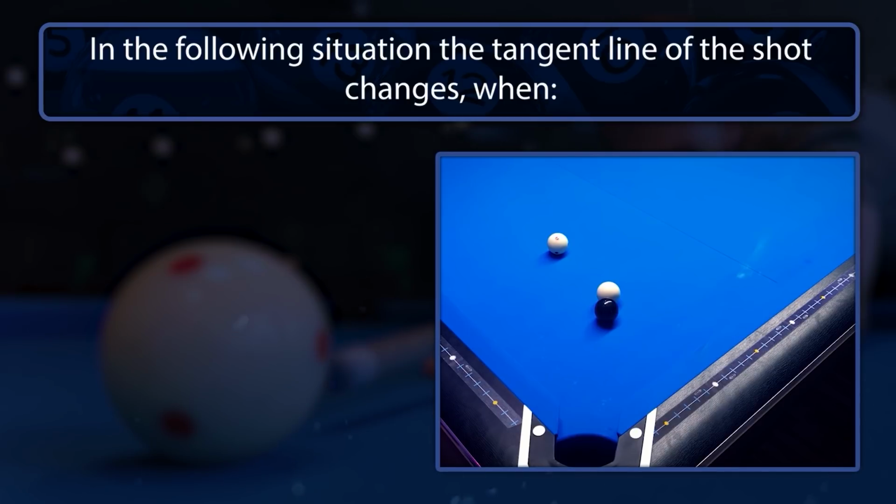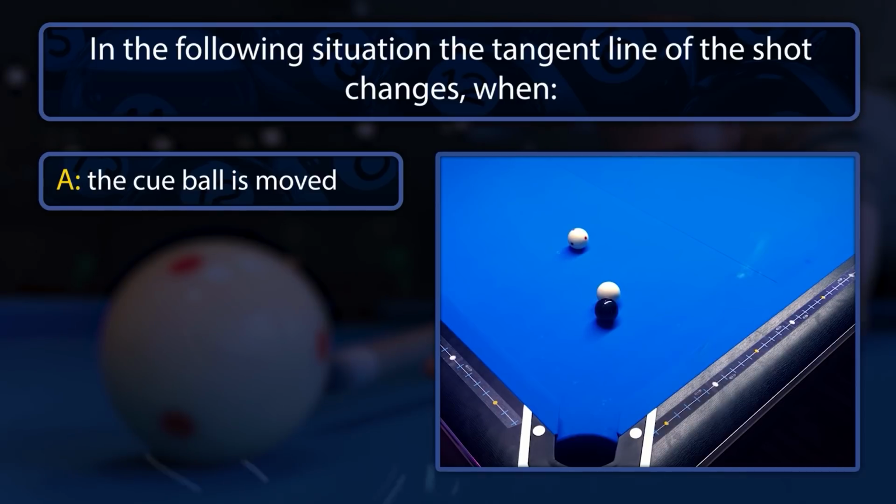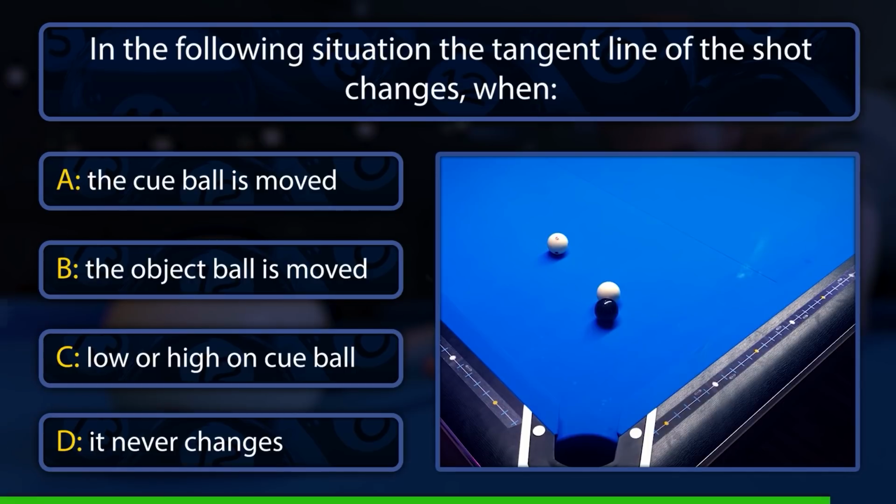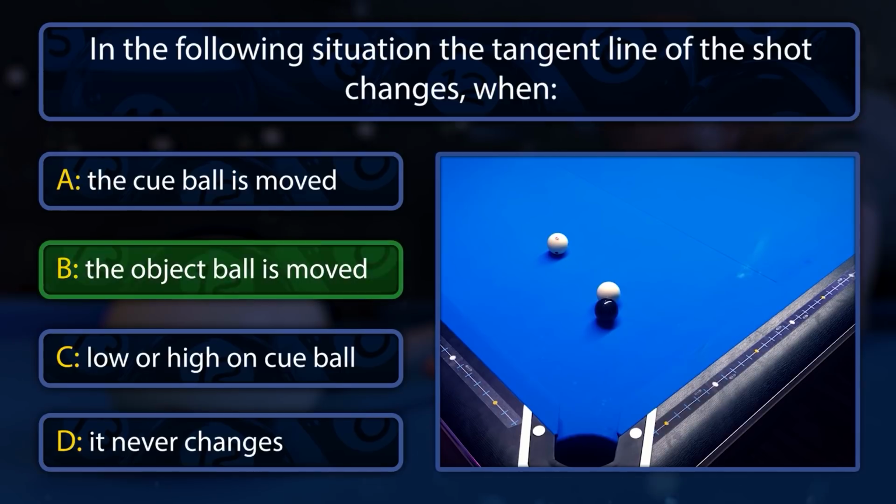In the following situation, does the tangent line of the shot change when the cue ball is moved, when the object ball is moved, when you play low or high on the cue ball, or does it never change? It changes when the object ball is moved.